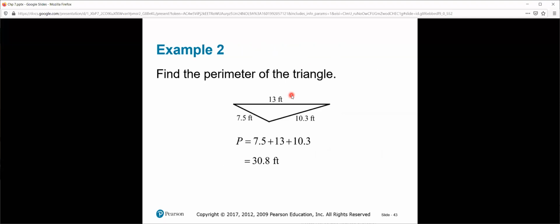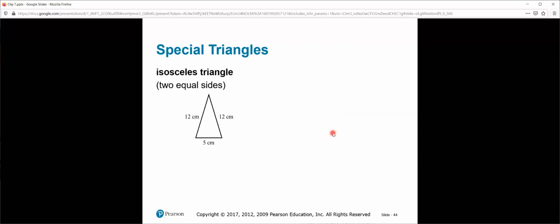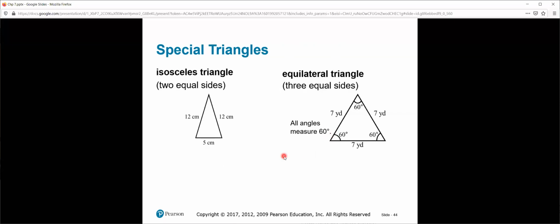Perimeter follows the same rules as quadrilaterals. Add them up. Cool, not too bad. Said here, two types of triangles. Remember I said at the beginning, what are these triangles we're talking about here? Isosceles and equilateral triangles would be examples of two common special triangles. Isosceles we define as a triangle with, by definition, two equal sides to it. In this case, these left and right sides are equal to 12, and this base side is 5. Isosceles.